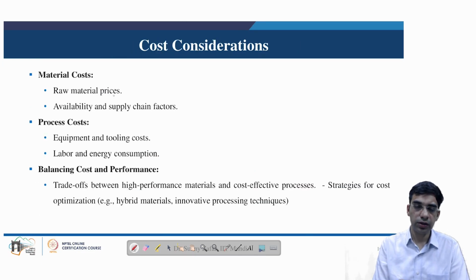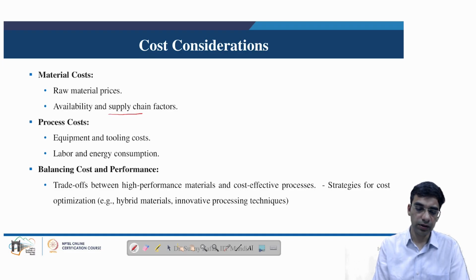So material cost, as we have discussed, the relative cost between different materials is very important because the cost of the material is intertwined with the cost of the final product. The cost of the raw material largely depends on the selection of the material, and also on the availability and supply chain factors, because some material may not be available at a particular location and needs to be shipped in from some other location. So supply chain factors also play a very important role.